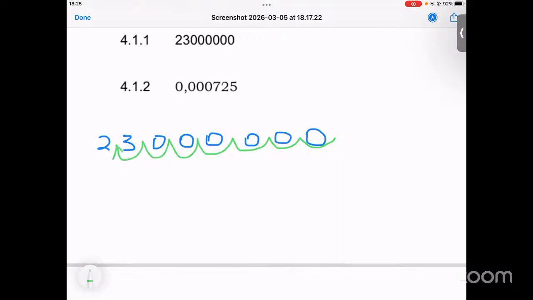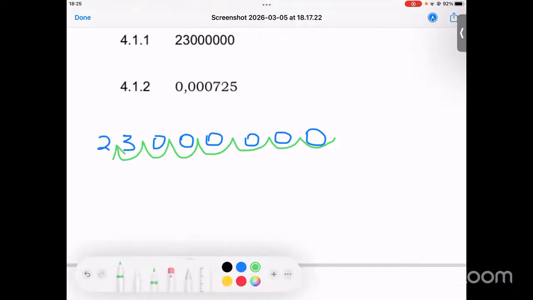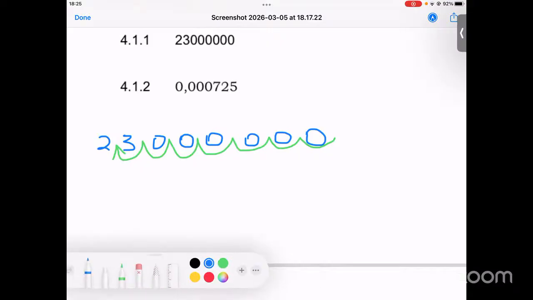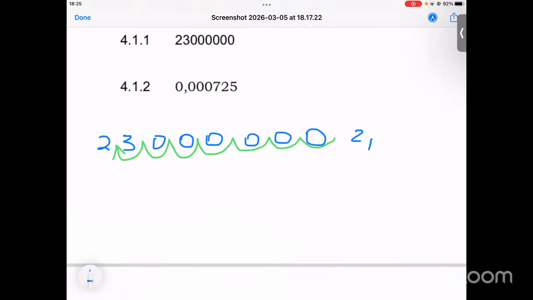So I just count until that number where I leave only one number on the left hand side. I will therefore say this is 2, comma 3 times 10 to the exponent. How many times did I count? I counted 8 times. So if it is not a decimal, then you are having a positive exponent there.